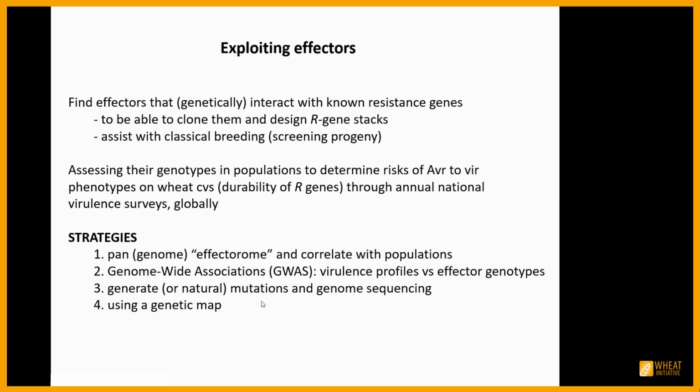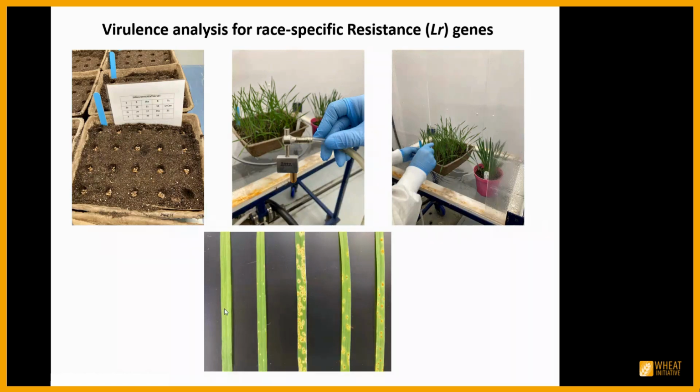And also you can look at natural mutations. Some of the avirulence genes were cloned because of differences they saw when sequencing natural mutations. The last one is using a genetic map. I don't know if people are familiar with how this screening is done normally when virulence isolates are collected.